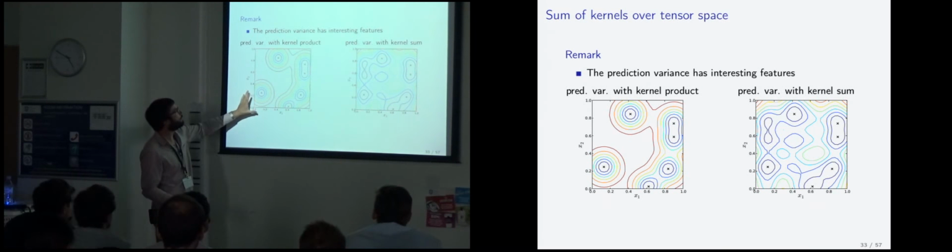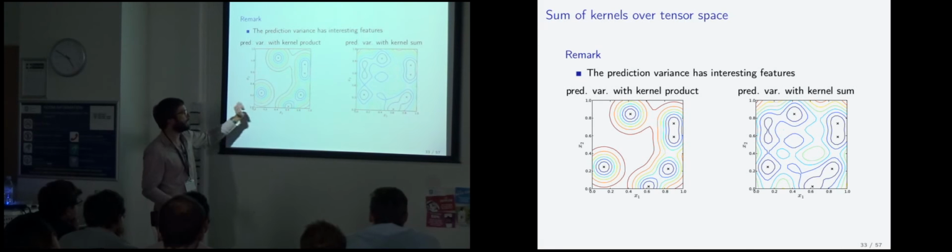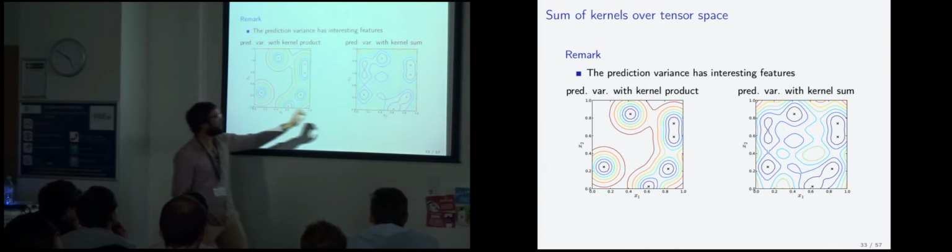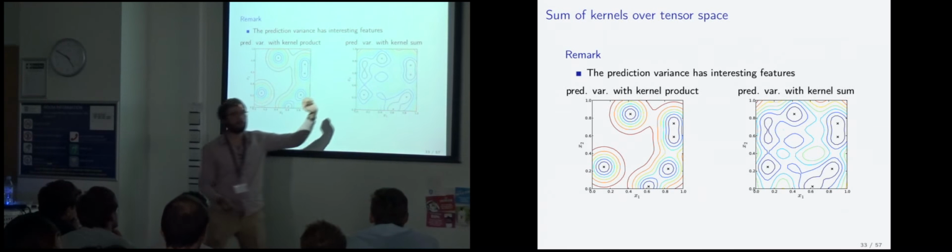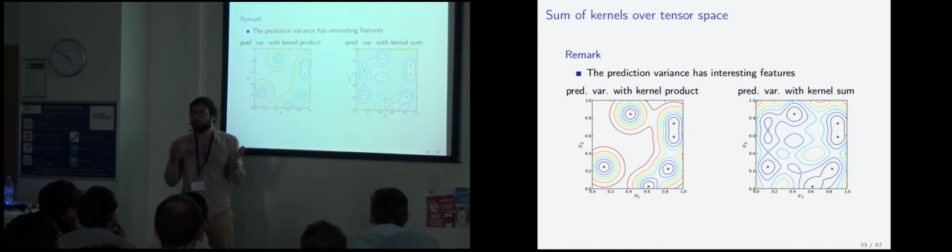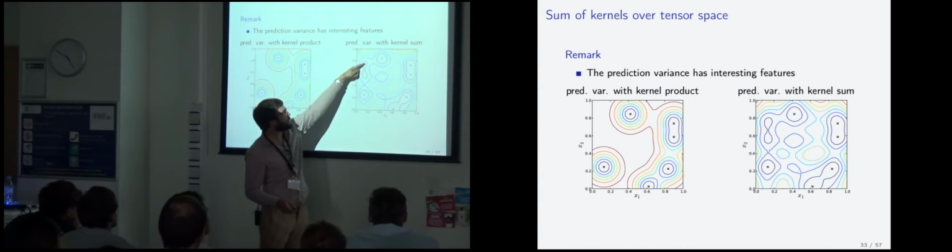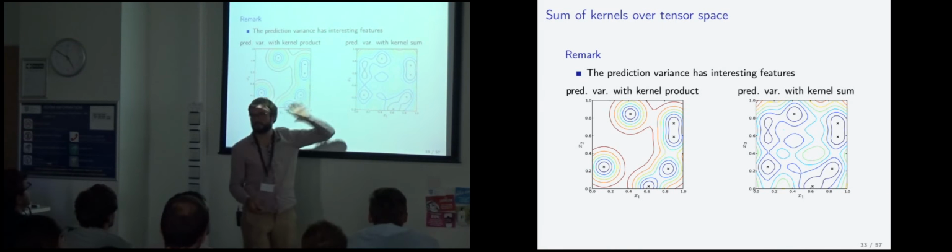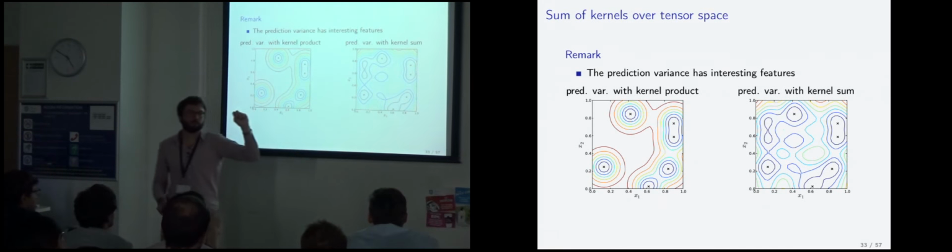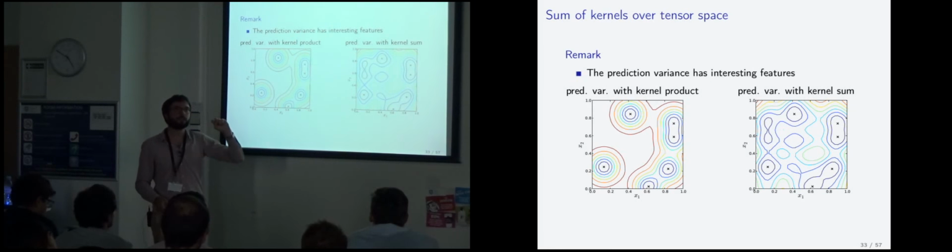So this is for a classic kernel, like a product kernel. And this is what we observe for a model with additive kernel. And we can see that there are points where we don't have any observation, but still the variance gets reduced in those points. All right? Can you tell why?